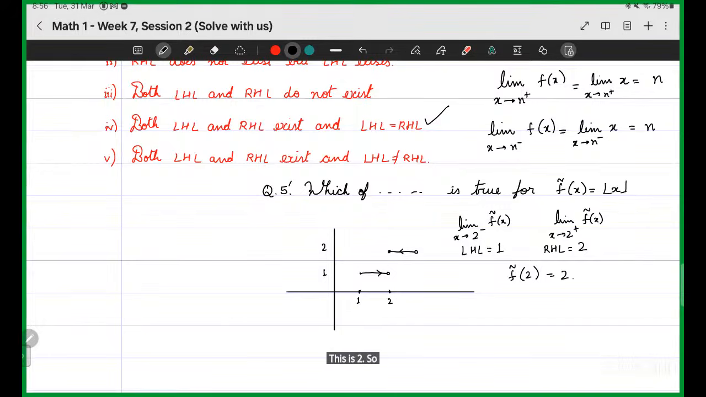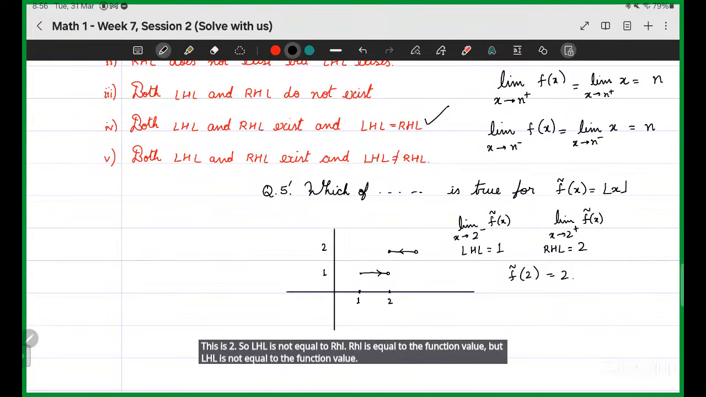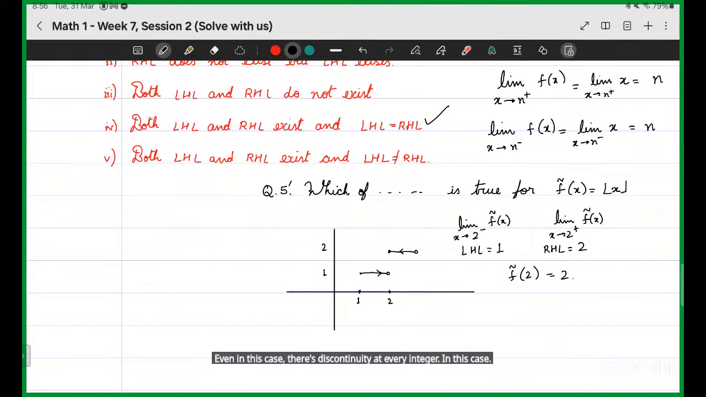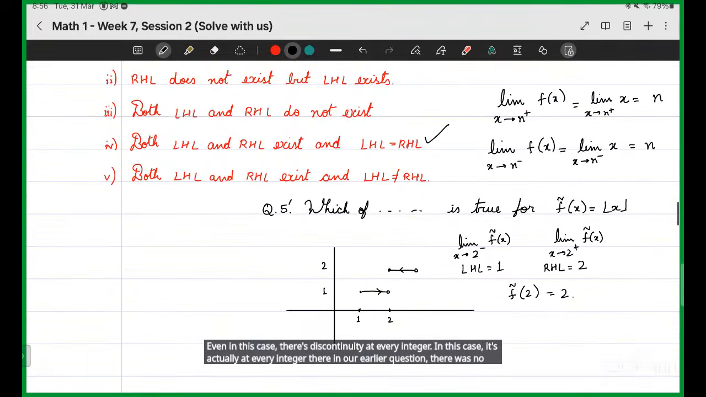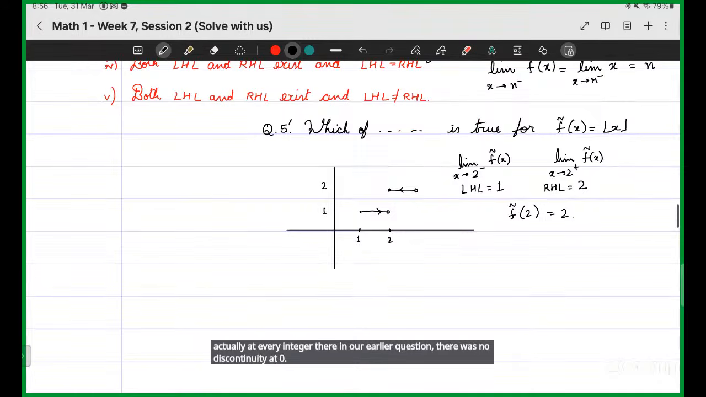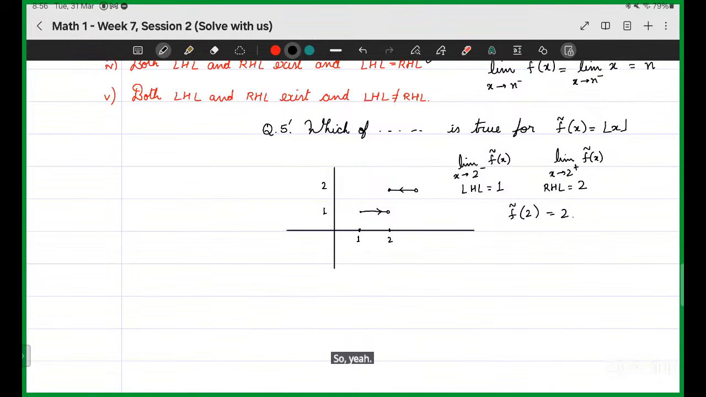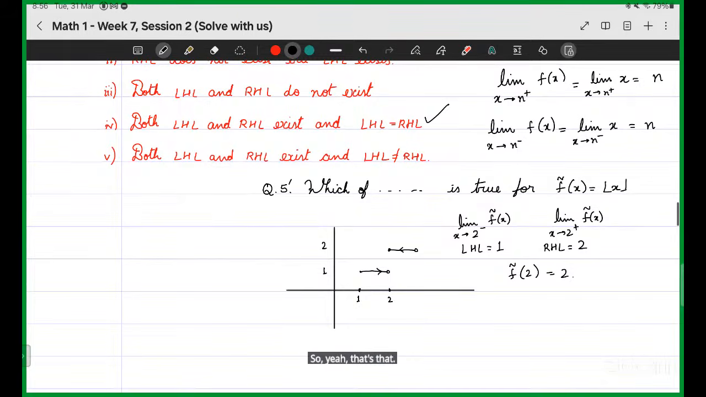So LHL is not equal to RHL. RHL is equal to the function value, but LHL is not equal to the function value. So even in this case, there's discontinuity at every integer. In our earlier question, there was no discontinuity at 0. Is this question clear for everyone?